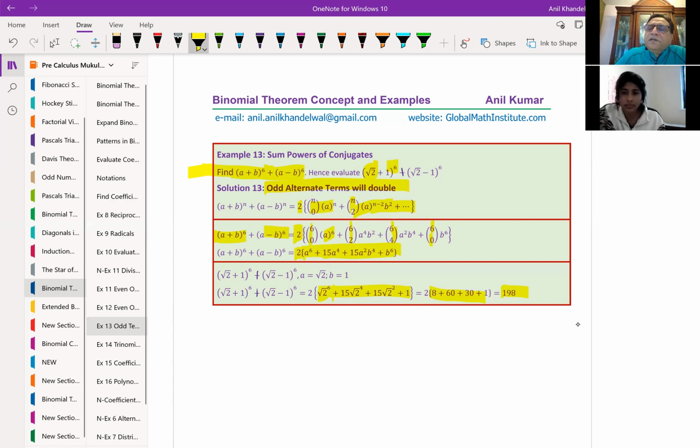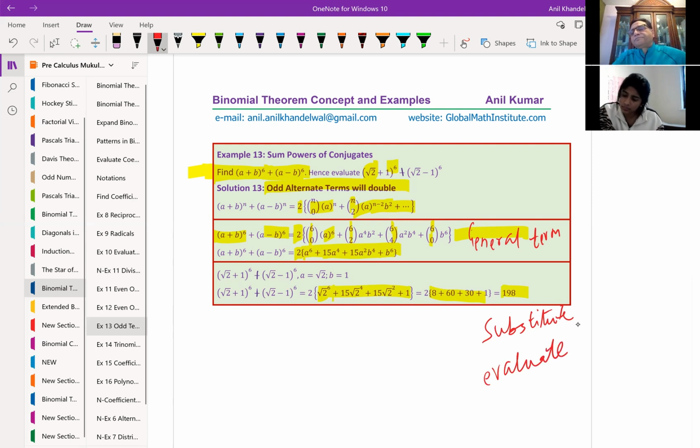So, Amy, this is basically a two-step problem. The first step here is, whenever you're given something to expand, find a general term. So the first step is to find the general term. And then substitute and evaluate. That is it.